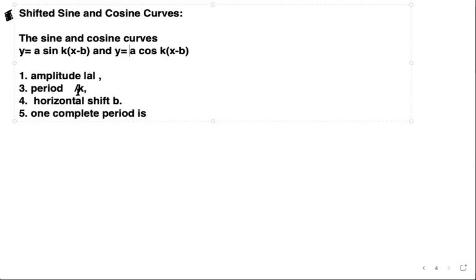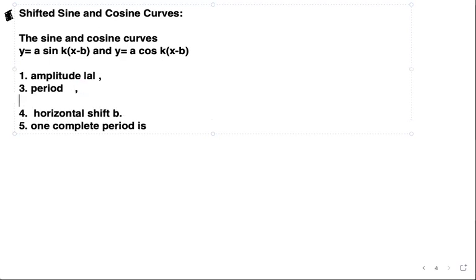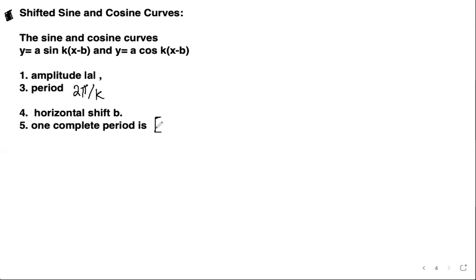The period is 2 pi over k. I'm going to write it down. So it is 2 pi here, this is 2 pi here, divided by this k. The horizontal shift is b, this b. One complete period is the open interval from b, comma, b plus 2 pi over k, the period.